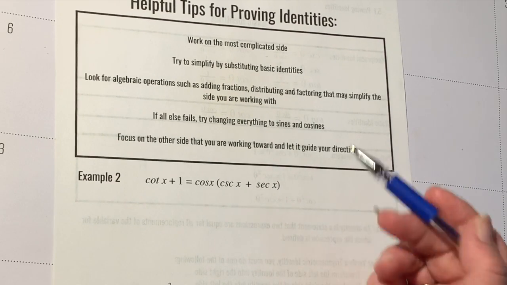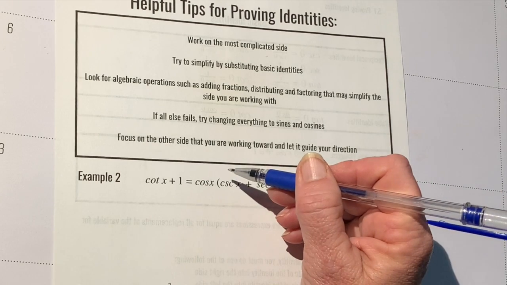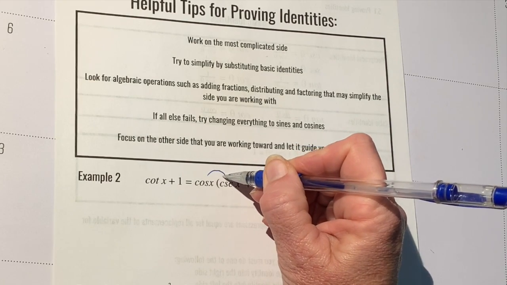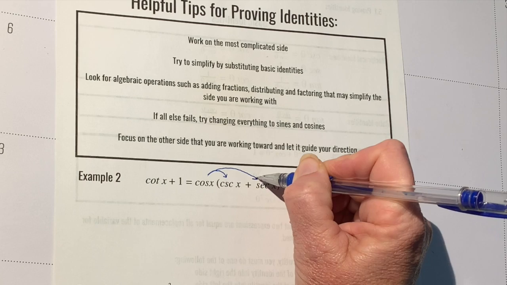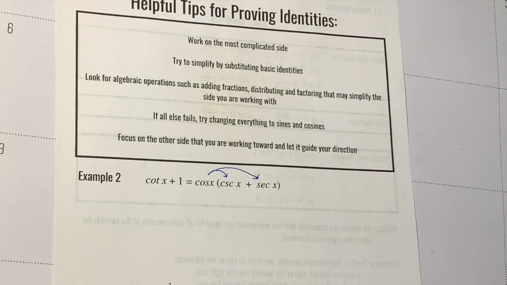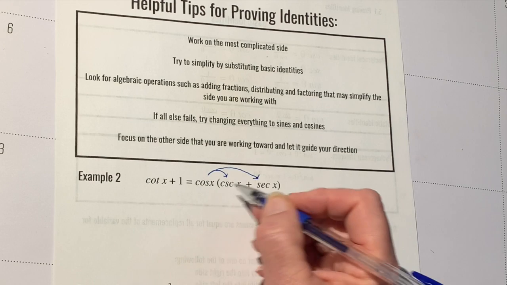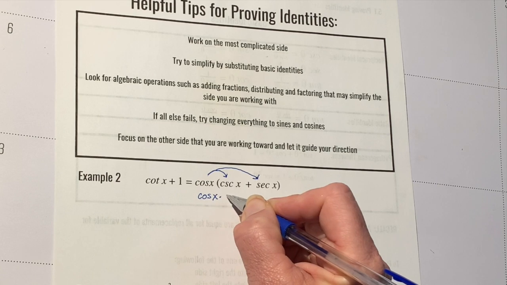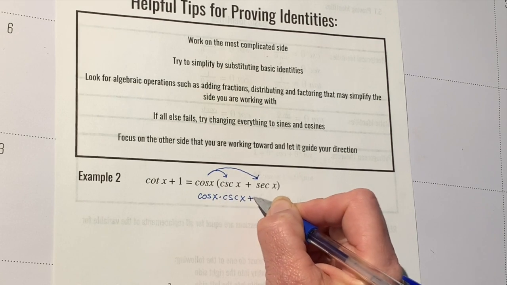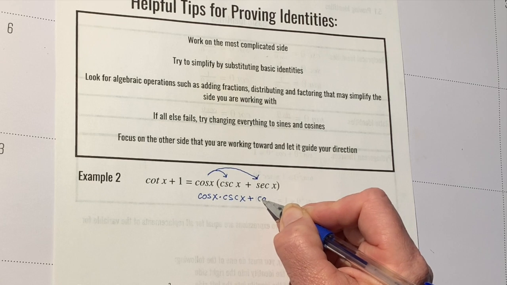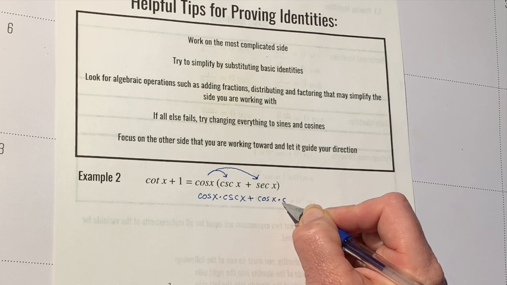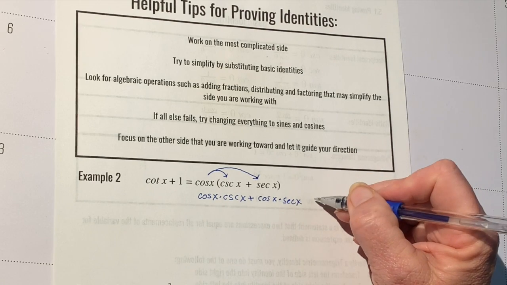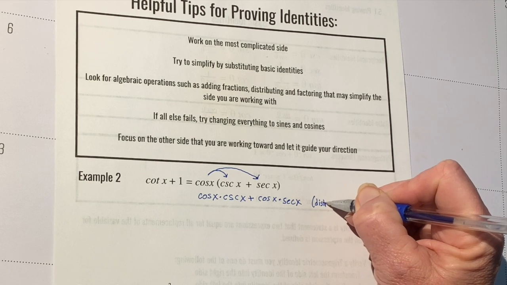I just mentioned a minute ago that on the right side, when I see this, my first tendency is to want to distribute. It looks like a familiar algebraic process that you're used to. And so that's a good way to start. So let's distribute here. So cosine x times cosecant x plus cosine x times secant x. All right, so distributive property done. Let me make a little note over here that all I did there was distribute.